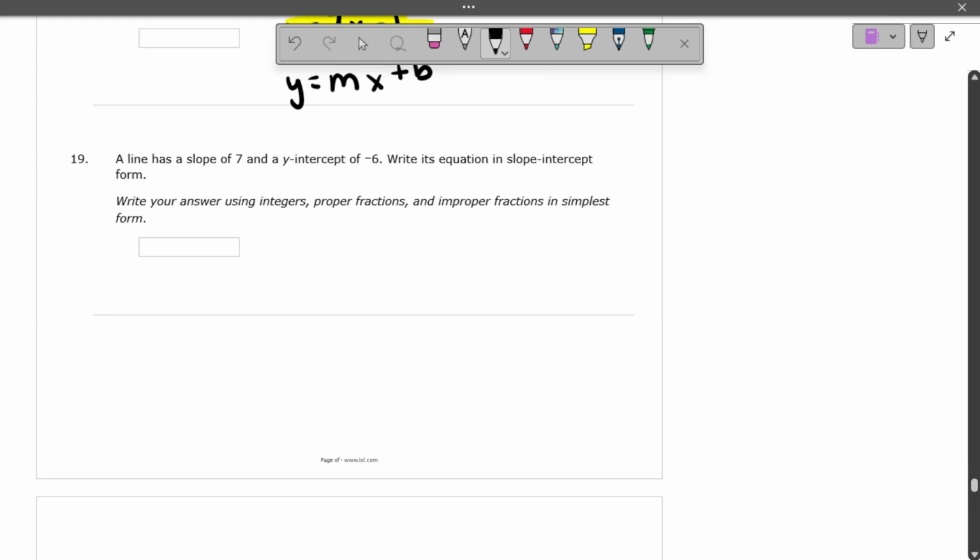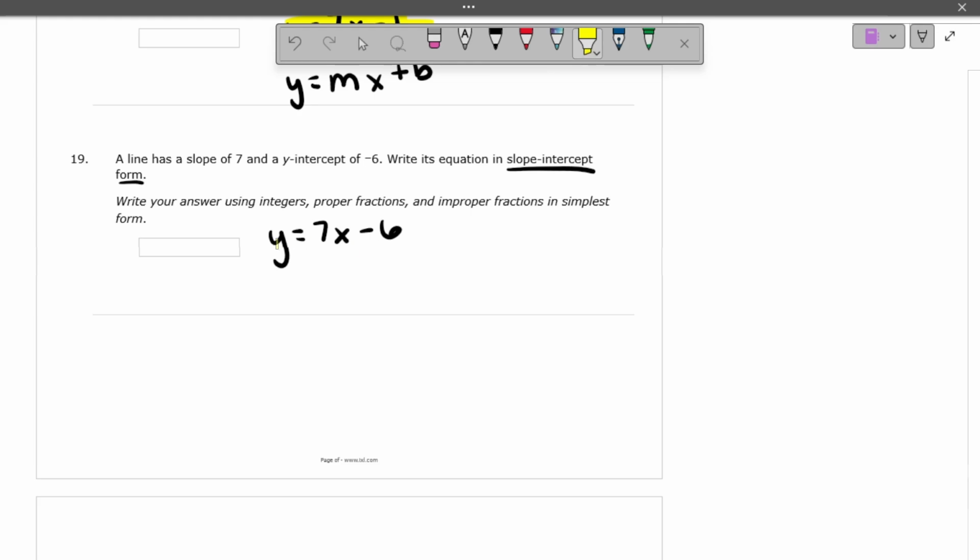Scroll down to 19. We've got a line has a slope of 7 and a y-intercept of -6. Write it in slope-intercept form. So y equals 7x minus 6. This one's just following that same format as the previous few. So that's what we do. So again, m equals 7, b equals -6, with our y equals mx plus b.